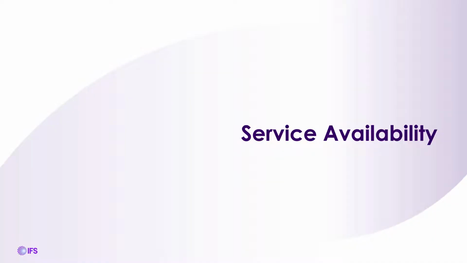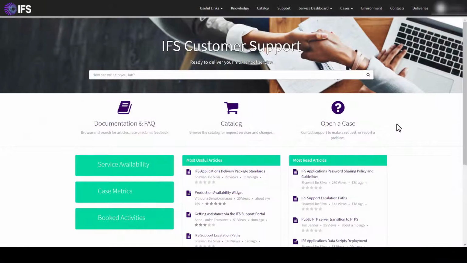This lesson describes how to access the service availability metrics related to your IFS installation that are available to you from within the IFS support portal. Once logged into the support portal, the service dashboard can be accessed via the service dashboard link at the top of the page, or by using the buttons located on the left-hand side of the main page.